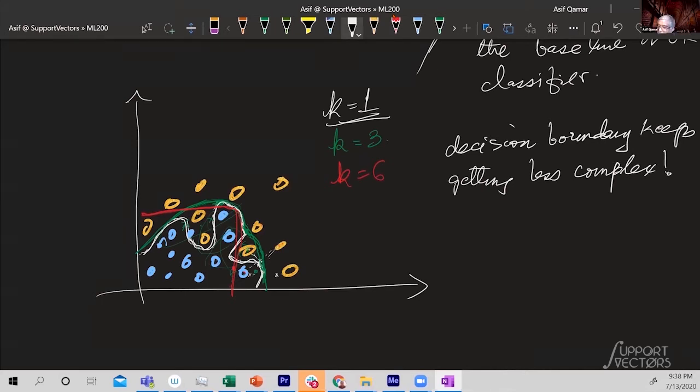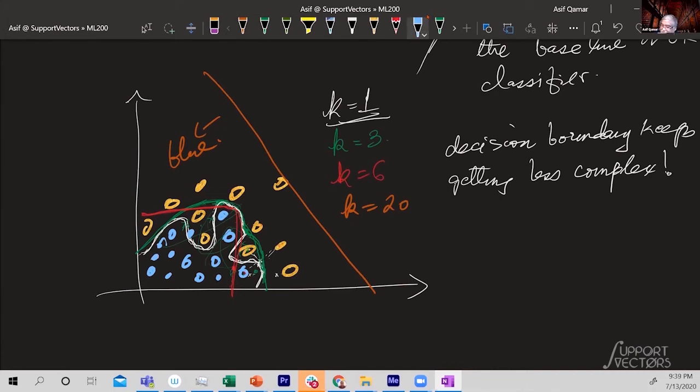In the asymptotic limit, let's say that K is equal to the maximum number of points, whatever it is, let's say 20, what would be the answer? Majority. Which points are more? 1, 2. I clearly see blue points are more. So what will be the decision boundary? It will say that all points are blue because I have more blue points.